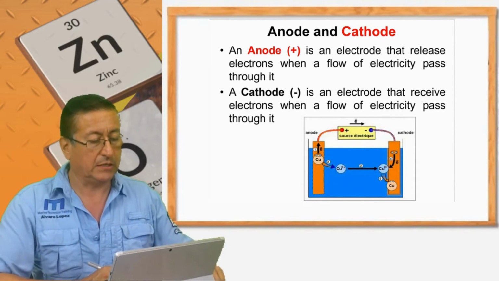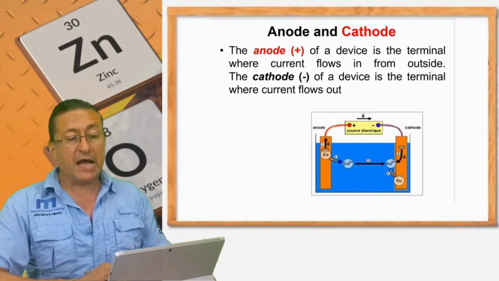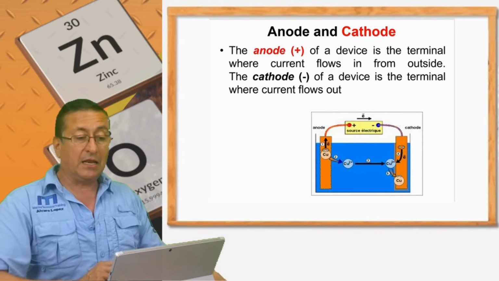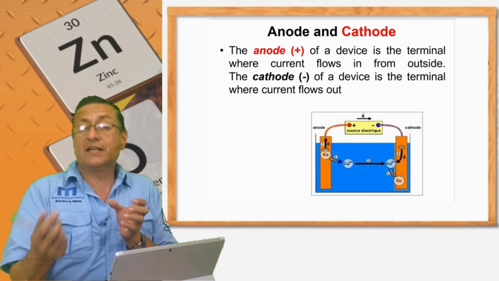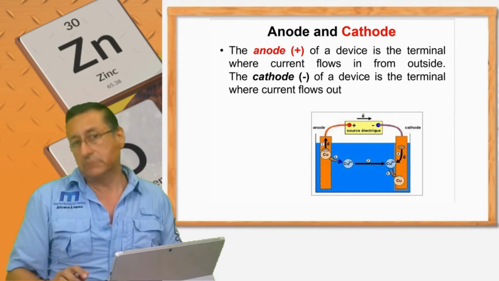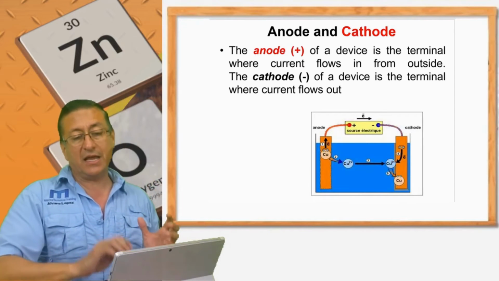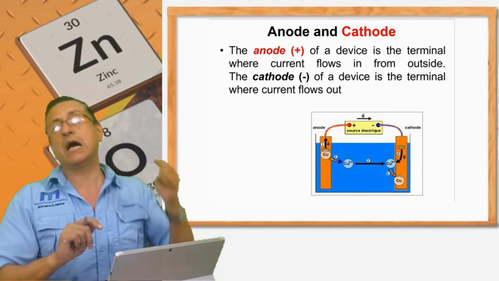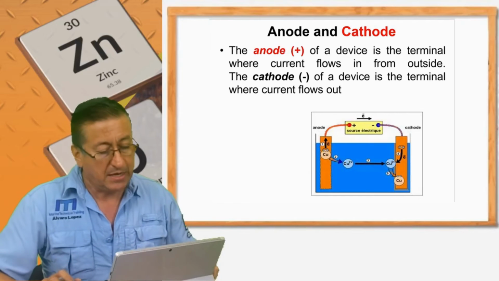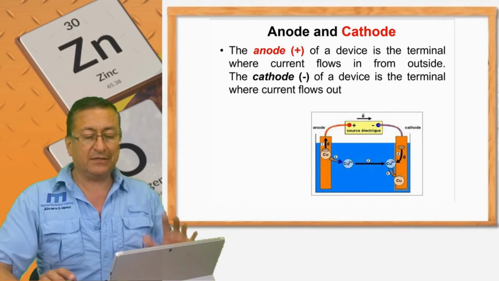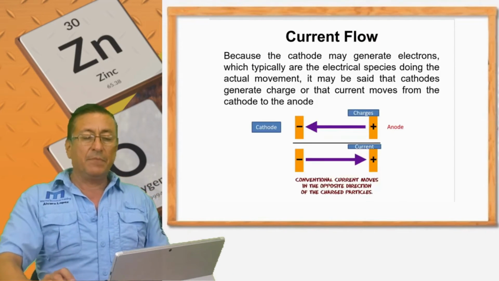I apologize. The second one, the anode, is the terminal where the current flows in, because the current flows in the opposite direction. And the cathode is the element where the current flows out, of course. And this slide is better. This slide is excellent, because look at this.